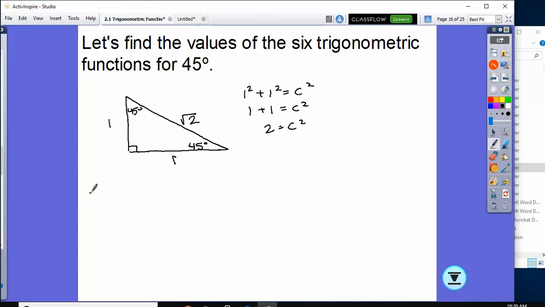Okay, so sine of 45, you can look from either one of those 45-degree angles. We're going to get the same ratio. Let's just look at the bottom one here. So sine is opposite over hypotenuse. So 1 over radical 2. Get the radical off the bottom, you get radical 2 over 2. And that means cosecant, the reciprocal of sine, would be just radical 2.